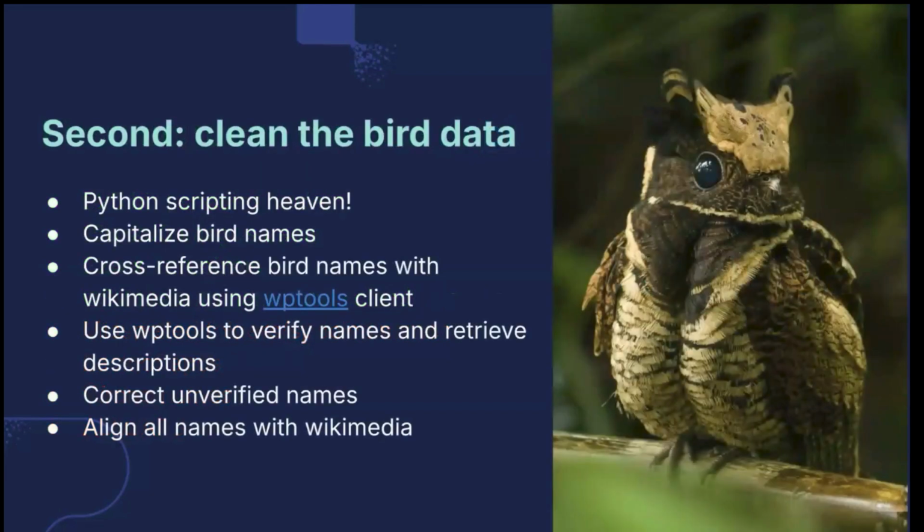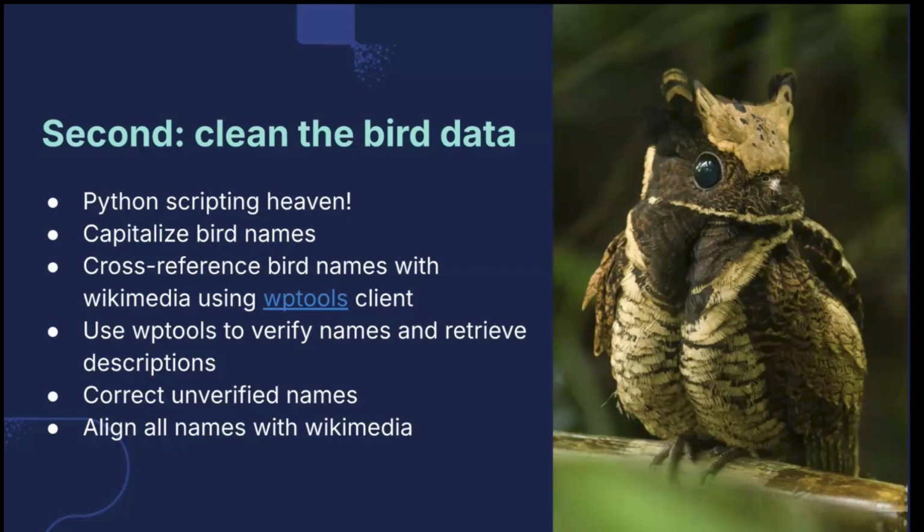So I cleaned the bird data, a lot of scripting heaven, capitalized all the bird names and all the scientific names that went with them. Also, I connected to WPTools, which is a Wikimedia client for Python, where you could actually submit a name or the Wikipedia entry name, and it would spit back to you the actual object. So you can actually get the description or the metadata of what you're looking up. So that was actually really helpful.